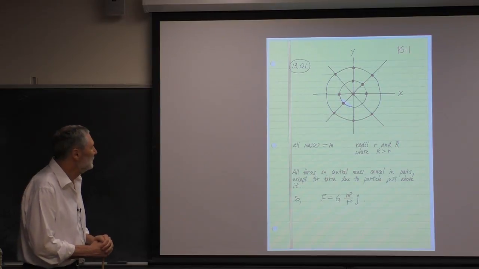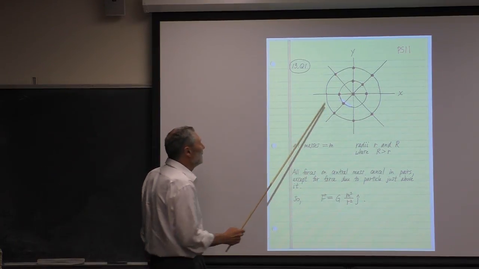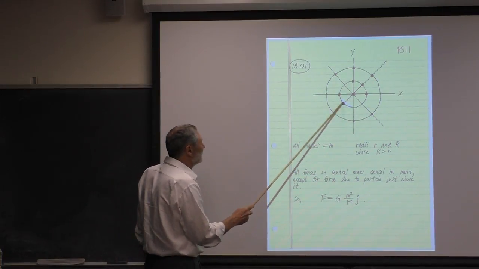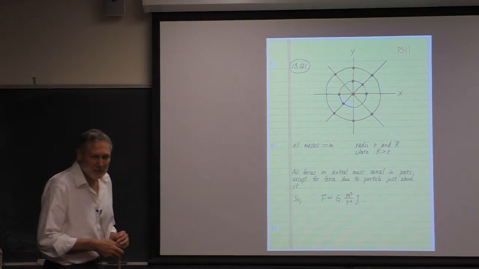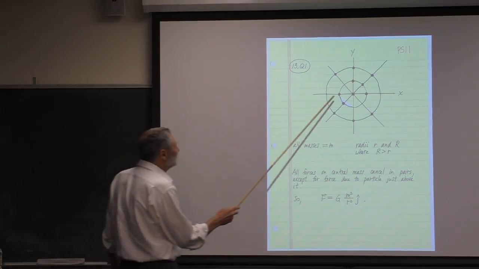Here's the first one. You've got these particles here. They all have the same mass. This circle has radius little r. This circle has radius big R. And we want to find the force on the central mass here.